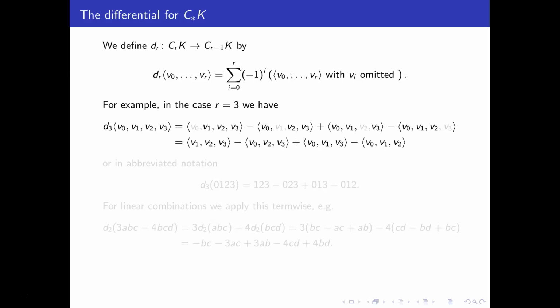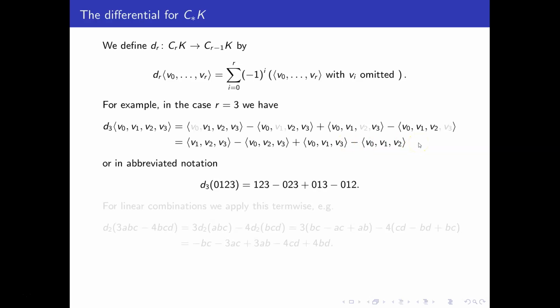Okay, so let's see how this works in the case R equals 3. A typical generator of the group C3 K is like this, pointy brackets V0, V1, V2, V3. To apply d3 to that, here we've got the term where we omit V0, here's the one where we omit V1, here's the one where we omit V2, and here's the one where we omit V3. And this first one comes with a sign plus, then minus, then plus, then minus. Then just writing this out without the grayed out vertices, here we get V1, V2, V3, minus V0, V2, V3, plus V0, V1, V3, and minus V0, V1, V2.